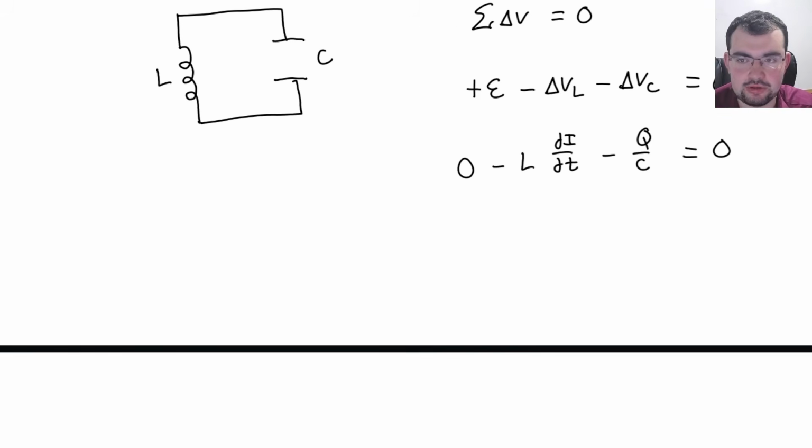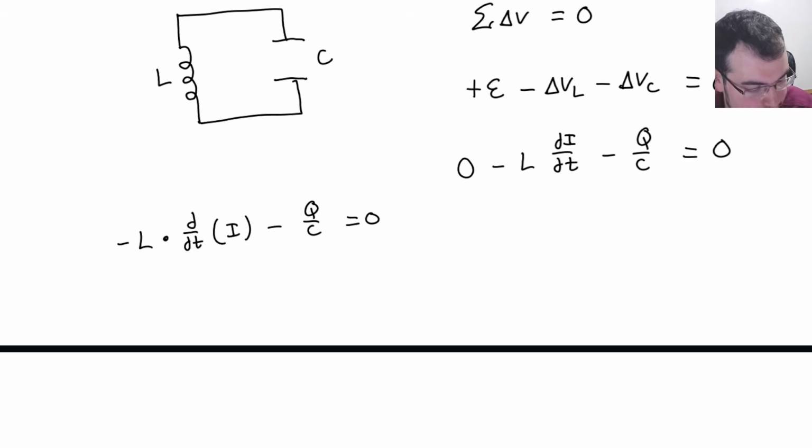And this is differential, but not the differential we're looking for, because we don't have Q and its derivative. We have Q and I's derivative. So we can write this as negative L times the derivative with respect to time of I minus Q over C equals 0. But what is I? Well, I is dQ/dt, right? I is dQ/dt. So I'm just taking a derivative of the derivative of Q, so that is a second derivative.